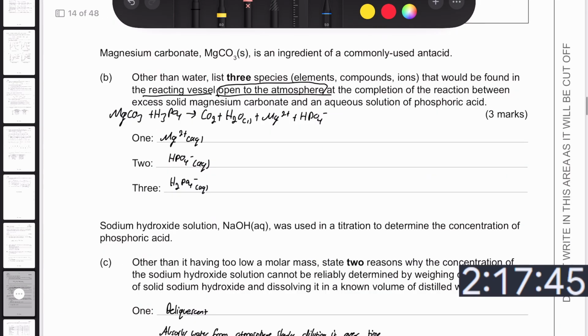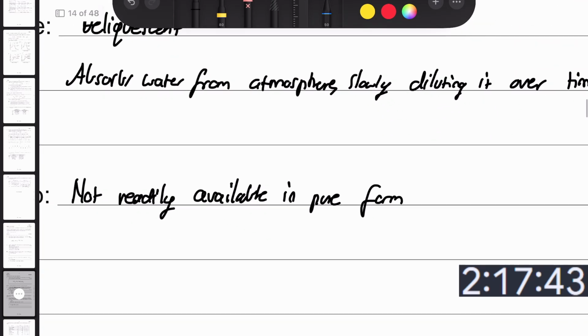Okay, coming back up to here, not really available pure form. Oh, I'm not sure about that. Okay, I'm gonna have to take a quick break for a second, so I'll be back.